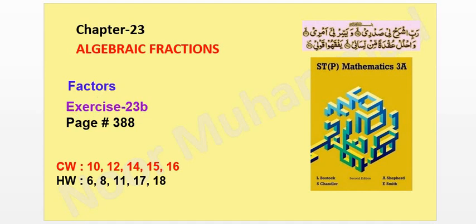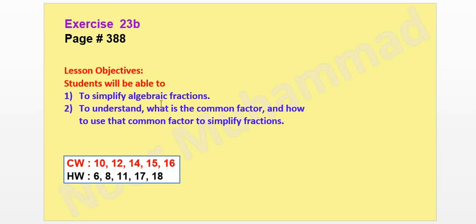So let's discuss what our main objectives are: to simplify the algebraic fractions. This is our main objective, but how are we going to simplify those algebraic fractions? By understanding the common factors. What is the common factor and how can we use that common factor to simplify the fractions?